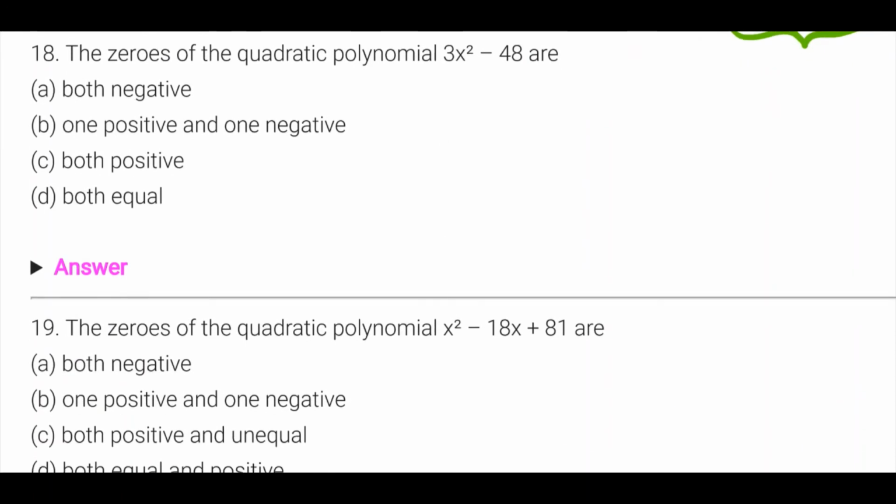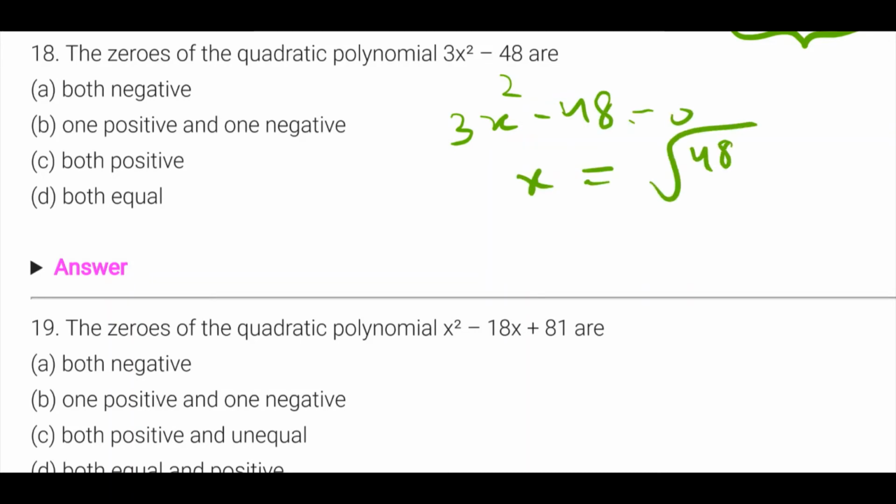The zeros of the quadratic polynomial are. So you can equate this directly to 0. x will be equal to square root of 48 by 3. So whenever you apply a square root, you get two values, one positive and the other negative. Option B.